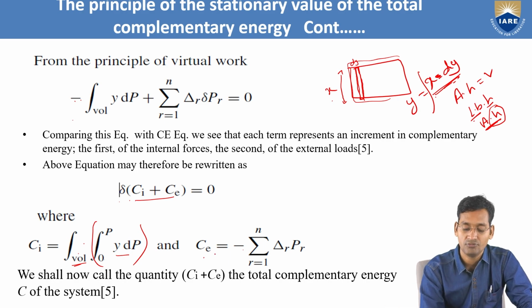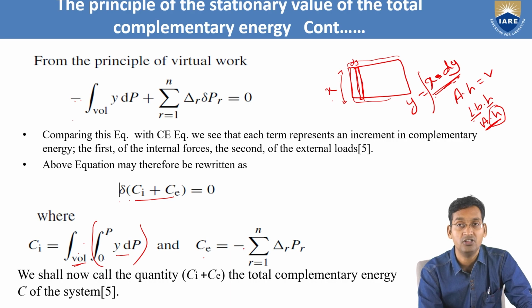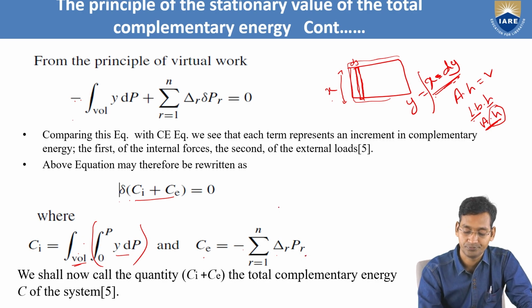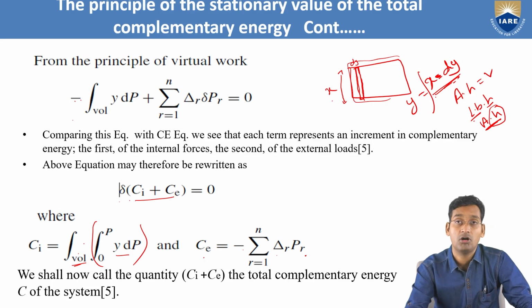And C is C equals minus the sum over r equals 1 to n of delta r Pr. Okay, this is there. Next, we shall call the quantity Ci plus Ce the total complementary energy C of the system. So here you can say C equals Ci plus Ce, where Ci is the negative work done, and Ce is the virtual work done because of the external load.